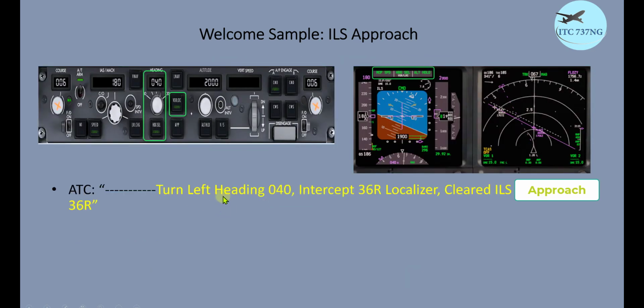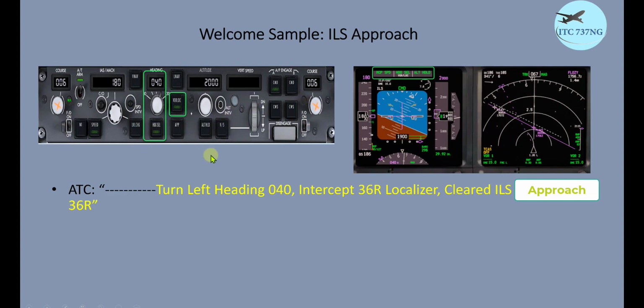So now the controller says turn left to a heading of 040 and further clearance is intercept the 36 localizer. You're cleared for the ILS approach to 36 right. So our next step is to turn to a heading of 040, and I can set that heading either on the nav display if I can see it, but I'm certainly verifying it here as well. So now we're in a turn.